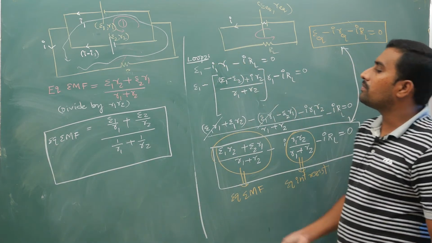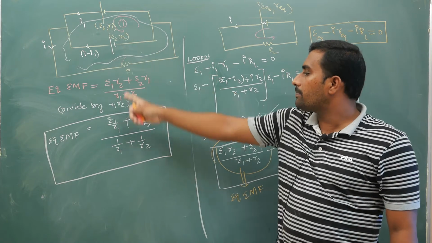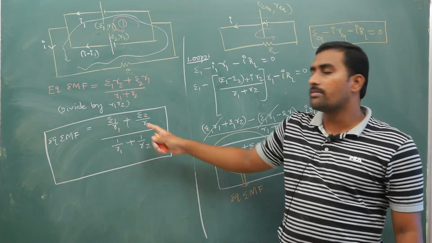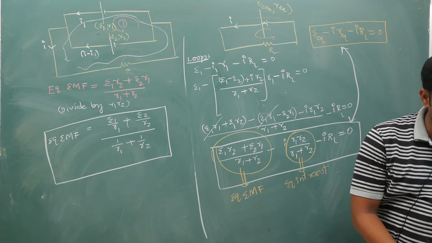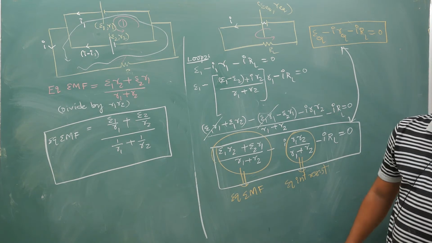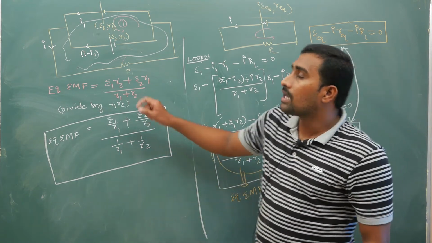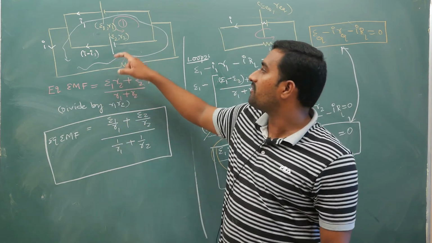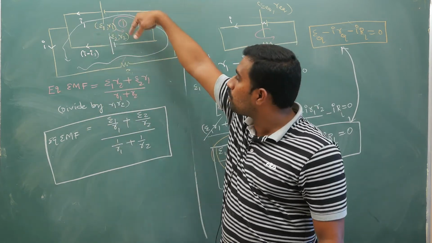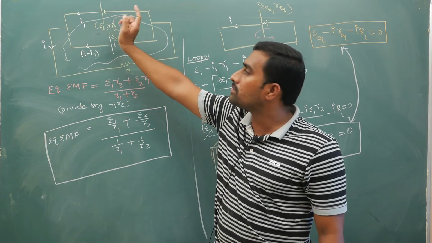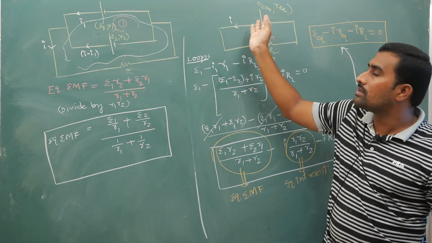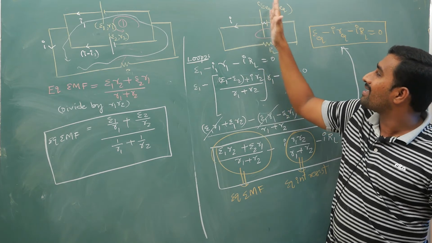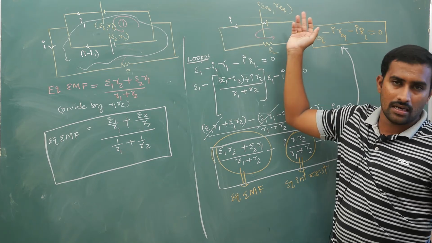So when you have two cells like this, you can replace it with a single cell whose EMF is this much. Now an important thing that I want you to remember, and where many people will get confused, is how to decide the direction of terminals. For these two cells, your positive terminal is on the left and negative terminal is on the right. So here also you will have positive terminal to the right and negative terminal to the left.